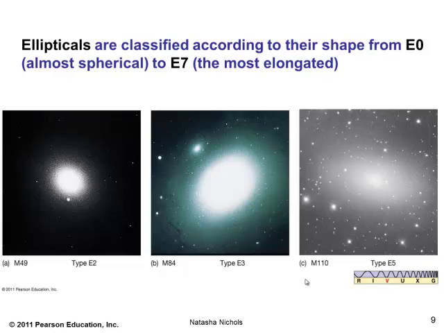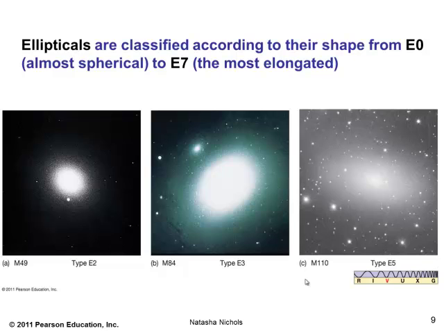Ellipticals are classified according to their shape from E0 to E7, where E0 represents almost spherical and E7 the most elongated. In frame A, the E1 galaxy M49 is nearly circular in appearance. In frame B, we have M84, which is a slightly more elongated elliptical galaxy with classification E3.